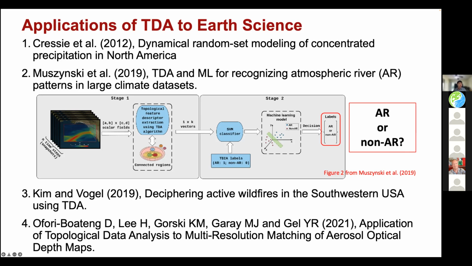What they did is apply TDA and then train a support vector machine, and the trained model can detect whether a certain pattern is an AR, atmospheric river, or not an AR. So this is one good example.